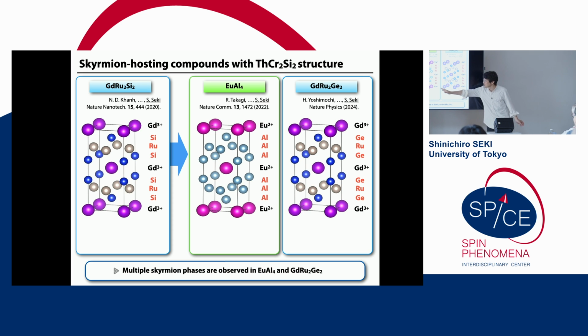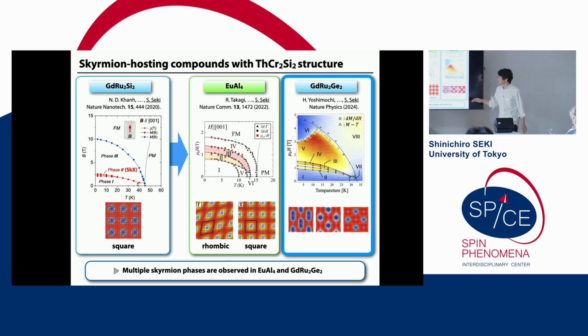One unique feature of this compound is that this crystal structure allows a quite wide variety of chemical substitutions. Actually many family compounds with the same crystal structure are also found to host a similar skyrmion spin texture. This is the temperature-magnetic field phase diagram for each compound. The original gadolinium ruthenium 2 silicon 2 hosts only a single skyrmion crystal state. On the other hand, in these family compounds, multiple skyrmion crystal states appear. From now on, I'd like to focus on this germanium-substituted compound as an example.